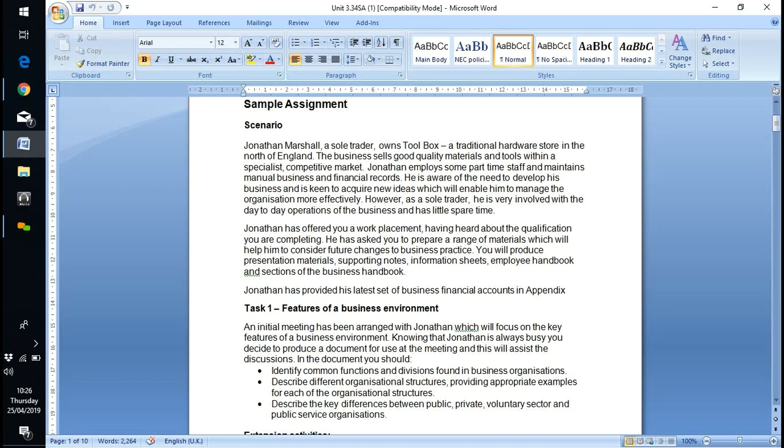You will produce presentation materials, supporting notes and information sheets, employee handbook and sections of a business handbook. Now, those are the things you need to produce, and you'll have to present them in a PowerPoint presentation. When you do PowerPoint presentations, I always make sure that you don't just put the headings in and send those in. You need to actually put some notes with each of the slides. It's like when you deliver a PowerPoint presentation, you will have a number of words up on the screen, but then you will extemporize on those to explain a little bit more about them, and those are what your notes should contain.